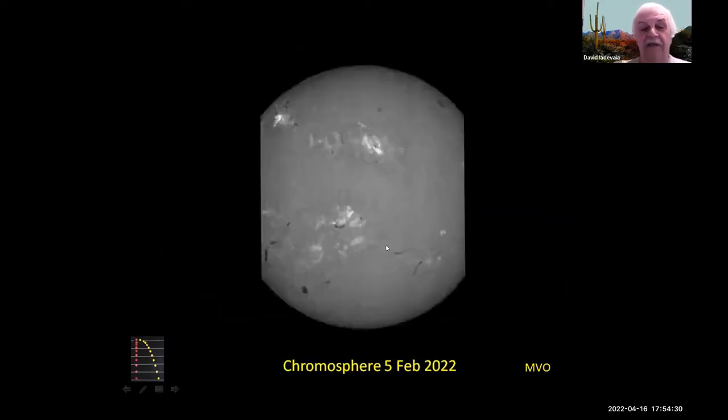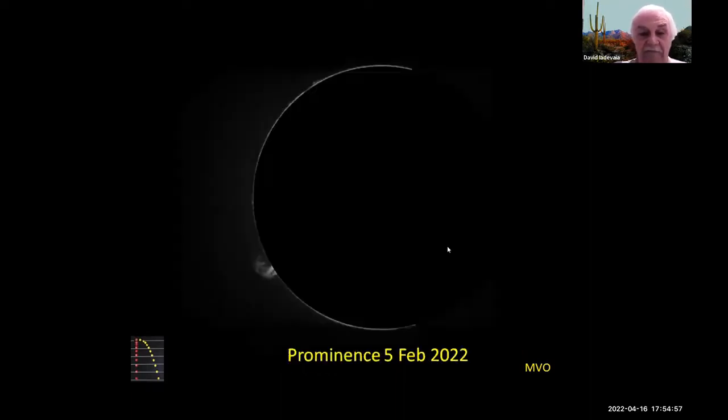And here is an image of the chromosphere, which is taken just above the photosphere. And you can see in the region of some of these sunspots, these very energetic areas, which are depicted here by bright areas. And we can see some other features, filaments, and the sun is going to be rotating this way. And of course, you can also see prominences coming off the sun. And again, this is the same date, the same image taken at the same time.